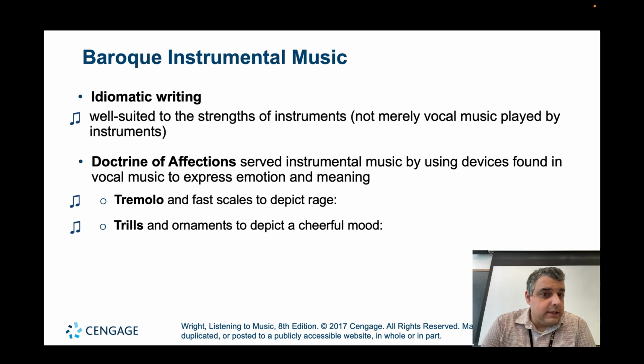Other aspects we would use in instrumental music would be the idea of a tremolo, which is repeated notes going back and forth. It would depict rage. Trills or ornaments would depict happiness or a cheerful mood. Let's listen to these two examples, the first being the tremolo and then the second being trills. Tremolo is this. And then we have the trills.